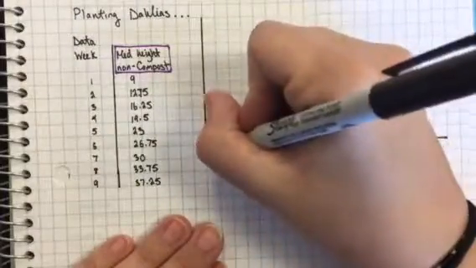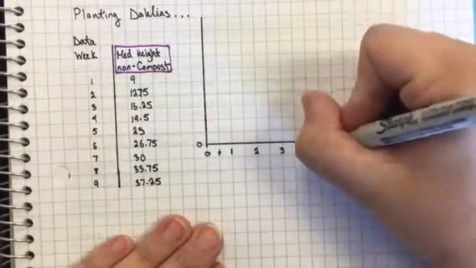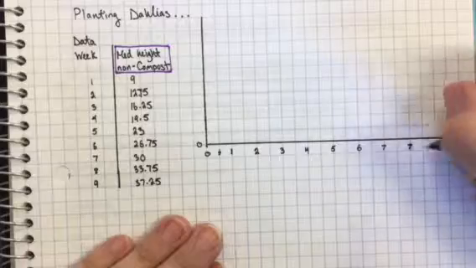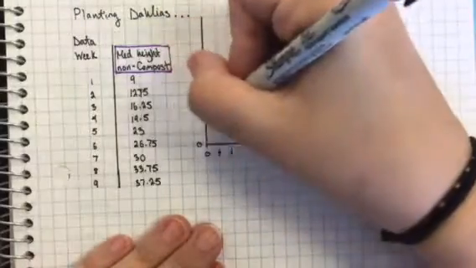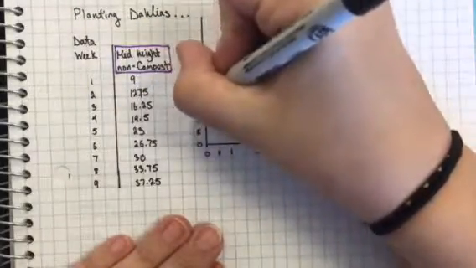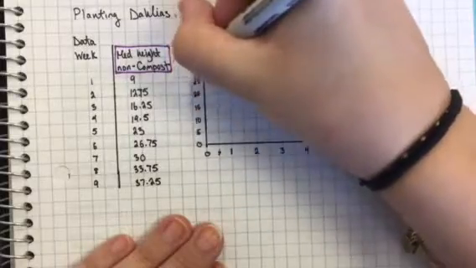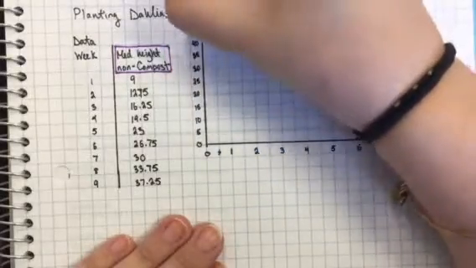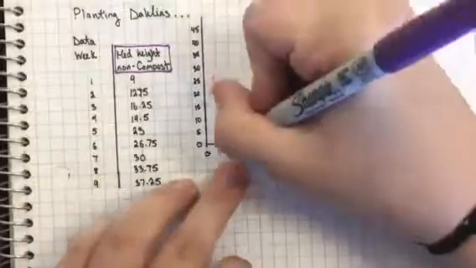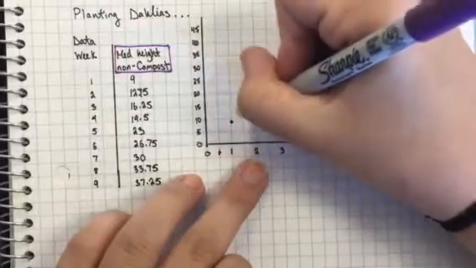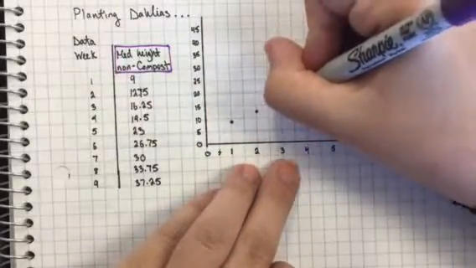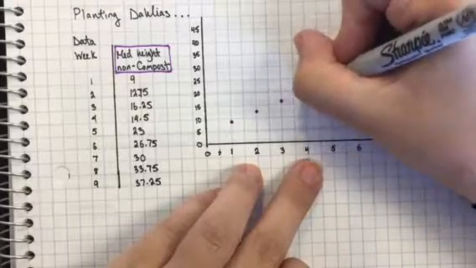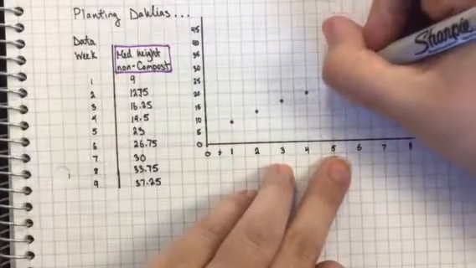Then I just want to label my axis, x being 1 to 9. And my y-axis, I'm going to label in intervals of 5 so that I can get to a height of about 45. And I'm going to start plotting my points. You can do this independently. You can do it along with me.